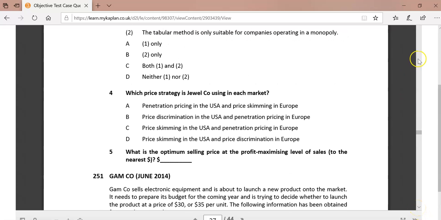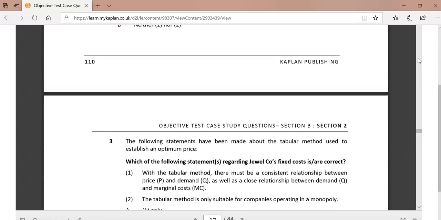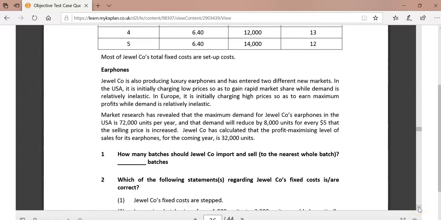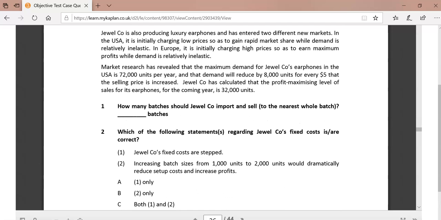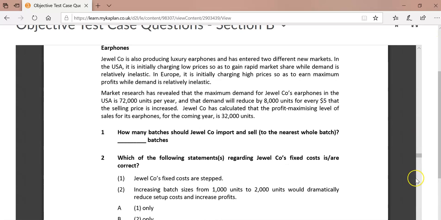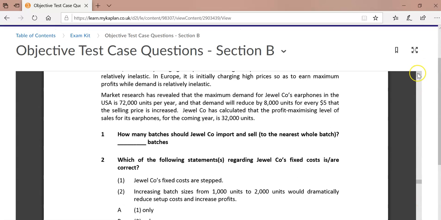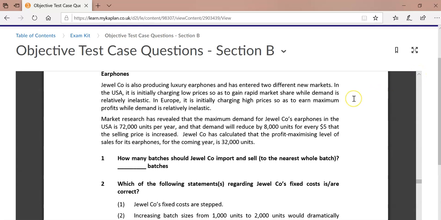So let's go back to the story and see what's going on here with this one. Again, like I said, you have to almost physically do this. That's the way they're making you, and don't be afraid to do that. Just go with it. You don't always have to be using the formulas. So we're told that this business is producing luxury earphones.